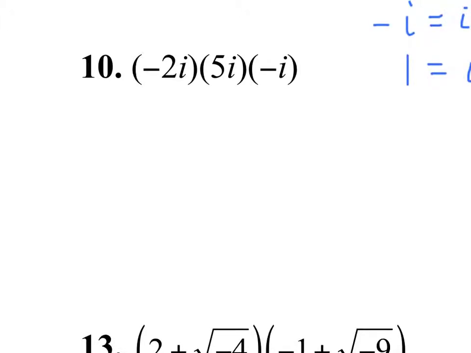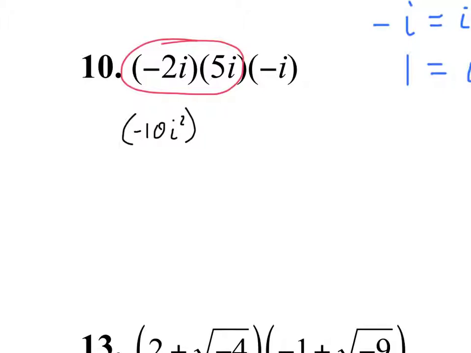Number 10, again, we're not distributing. We don't have complex numbers. We have pure imaginary numbers. Okay? And so multiplying these three imaginary numbers is basically the same idea as multiplying three real numbers. You just take two of them, let's say the first two, and you multiply them together. So what is negative 2i times 5i? Negative 10i squared.